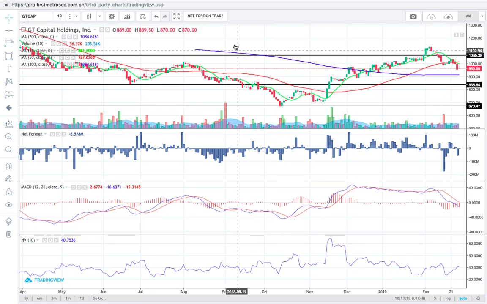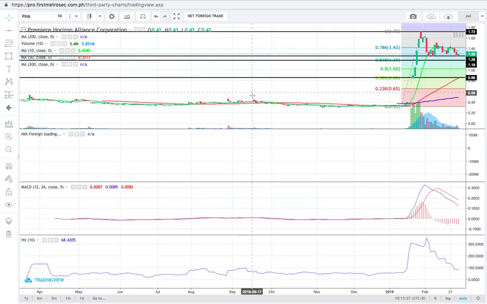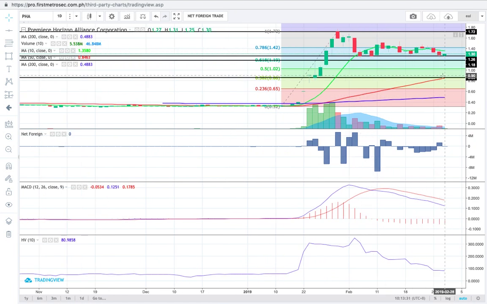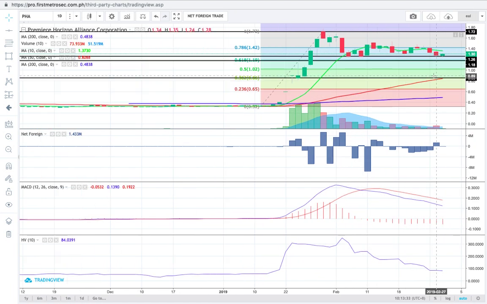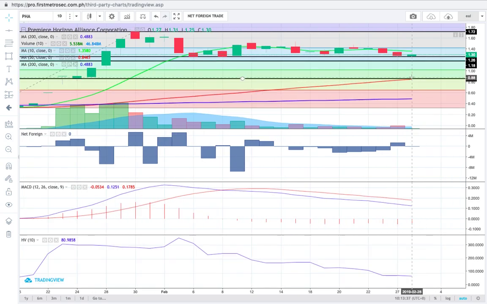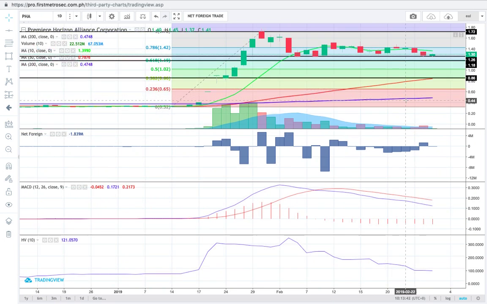Let's move on to the last top 5 top loser as of February 27. We have PHA. Okay, so for PHA, it seems that it's trying to stay afloat above 126. Actually, my support level here is at 119 or 120.